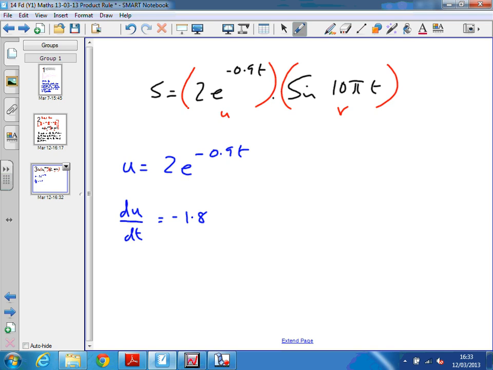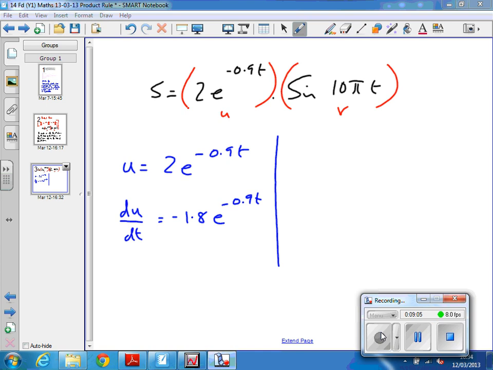Which is e to the minus 1.8, e to the minus 0.9t. Bringing the minus 0.9 down and timesing it by 2. So that's that one differentiated. And then, so now v equals sine 10 pi t. So dv by dt equals, bring the 10 pi out.